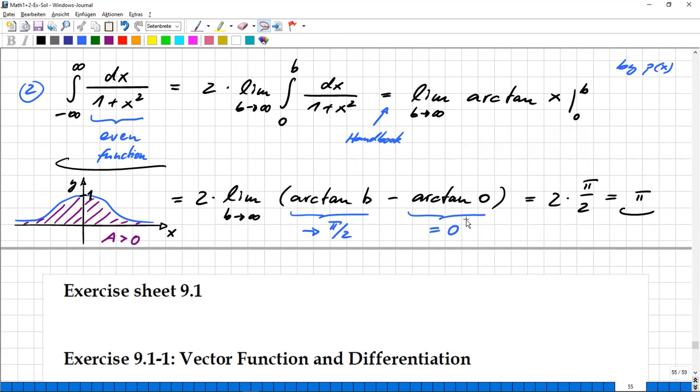Okay, and so that means in the end we have 2 times pi/2, which is actually the Archimedes constant pi as a result. This is the whole area between the graph of this interesting rational function and the x-axis. I hope this is clear and enough for you to know about improper integrals for today.